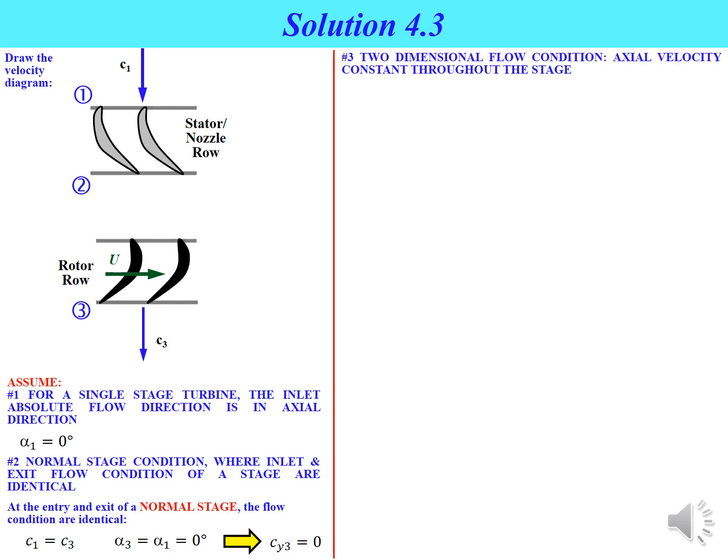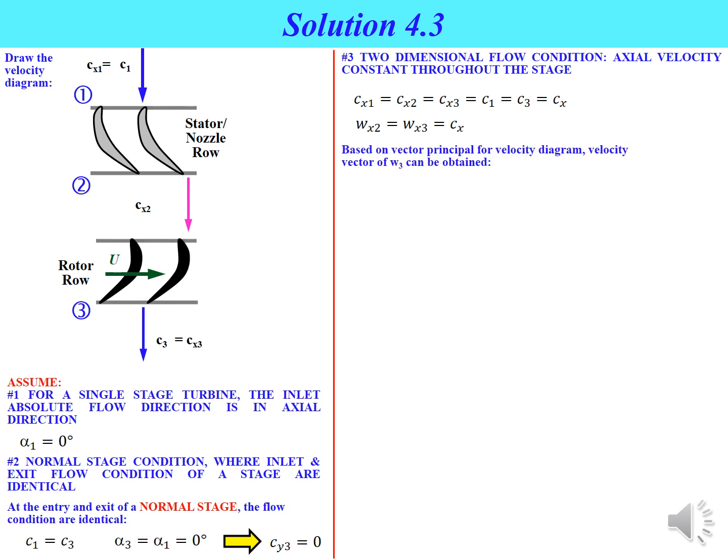Okay. The third assumption, we implement the two-dimensional flow condition where axial velocity is constant throughout the stage, where we have Cx1 equal to Cx2 equal to Cx3 equal to C1 equal to C3 equal to Cx. So the value of axial flow is constant throughout the turbine stage. Similarly with the axial component or x component for relative velocity. So we have Cx1 equal to C1, Cx2 and Cx3 equal to C3, and the value will be the same.